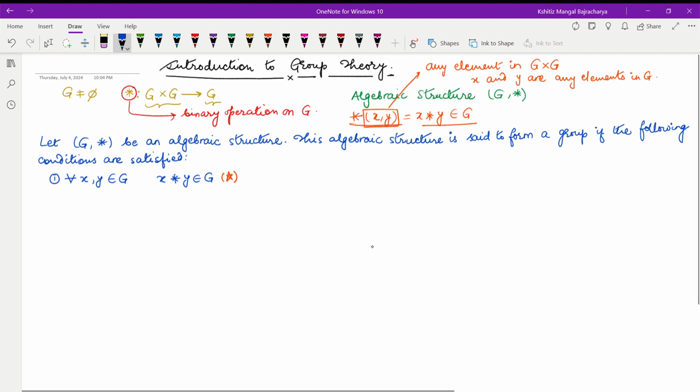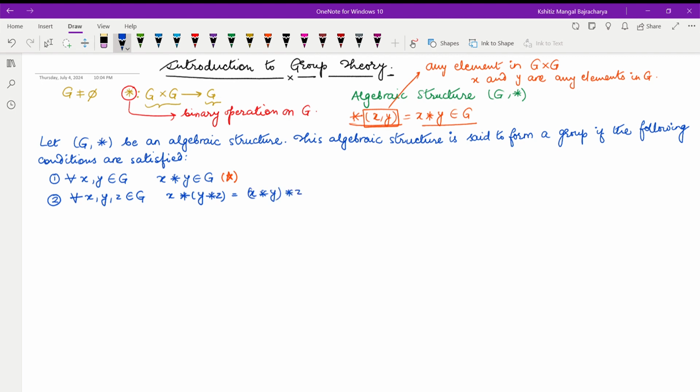Alright, the second condition is for all x, y, z belonging to G, we have (x star y) star z equal to x star (y star z). This is called the associative property, as we have already discussed in the previous video.